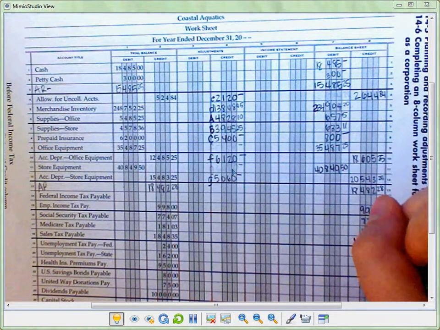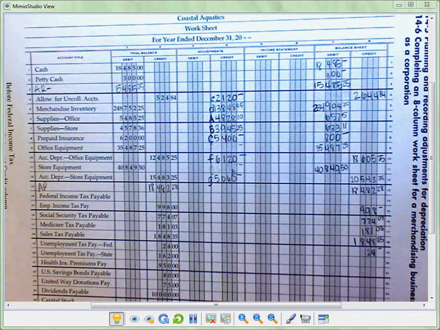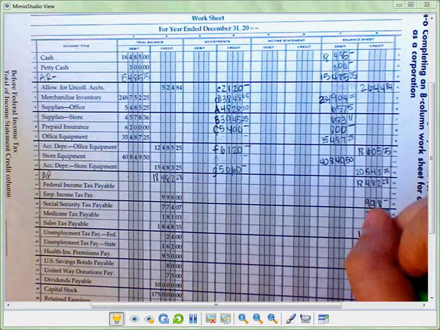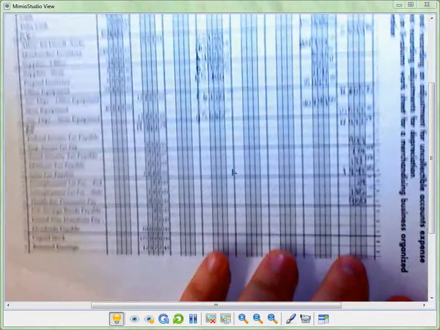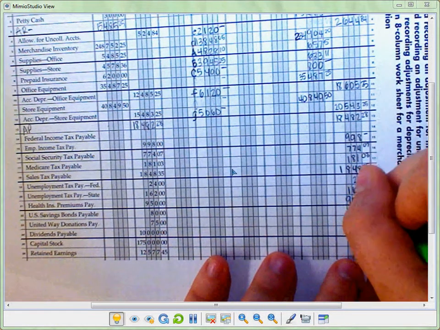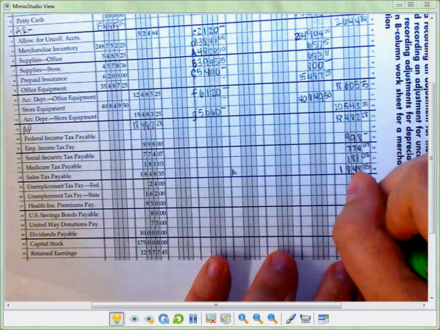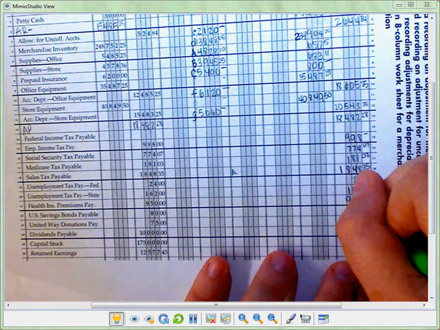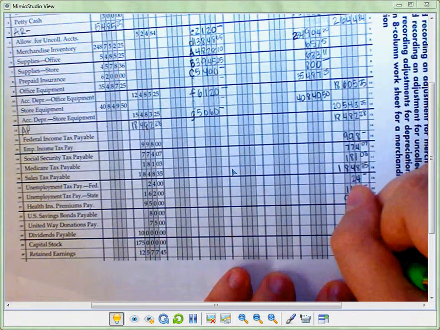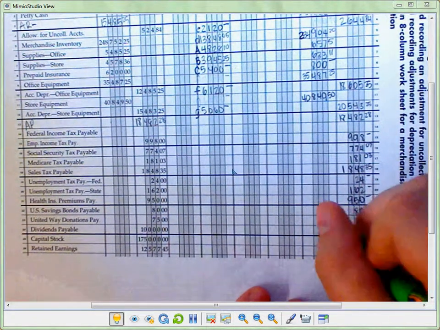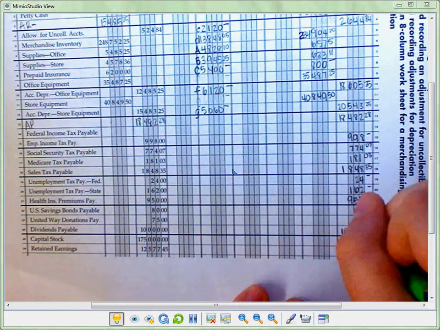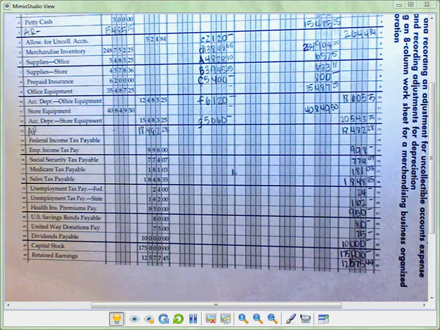$24. $162. $950. $80. $75. $10,000. $175,000. $12,577.45. Okay, next page.